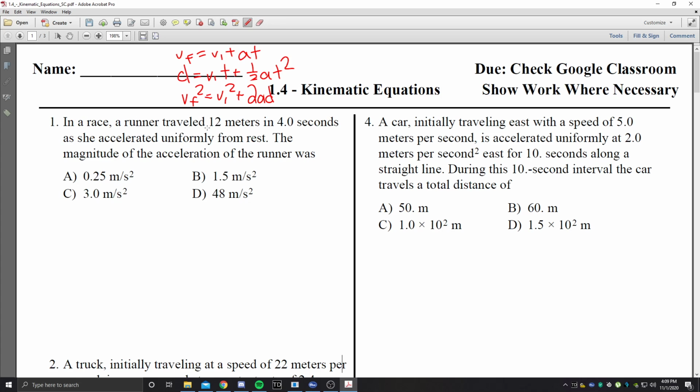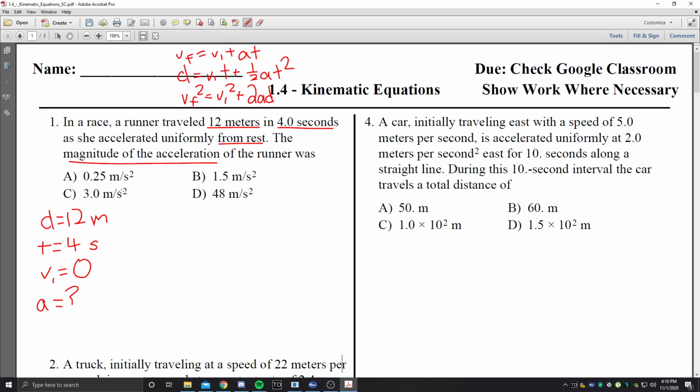In a race, a runner traveled 12 meters. So that's your distance. Length is measured in meters. That's distance or displacement. And your time is 4 seconds. It says that she accelerated uniformly from rest. From rest means that you start with an initial velocity of 0. Sure, she may have accelerated, but we don't know what acceleration is. Instead, the final question says, what is the magnitude of that acceleration? So what is A?